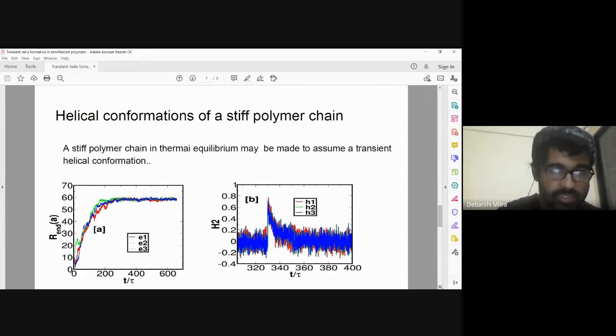The end-to-end distance reaches an equilibrium value around 300 tau. We use this information for figure B, where we switch on repulsive interactions at around 330 tau and see that H2 shows a spike which gradually dissipates away, indicating that a transient helix formation occurred.